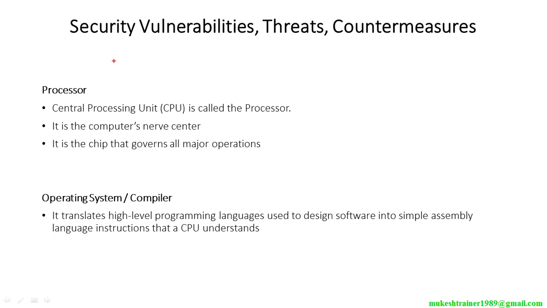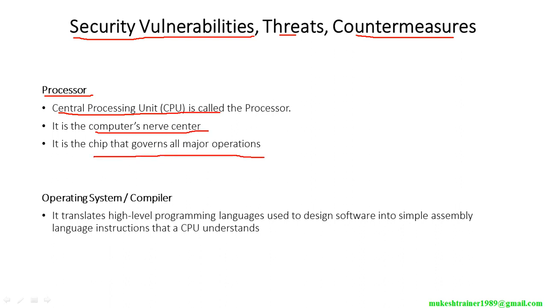In the next session we will be learning about security, vulnerabilities, threats, and countermeasures. So the first thing is the processor, the microprocessor. It is also called the central processing unit, the nerve center or brain of the computer, and it is a small chip inside the motherboard of the computer that does all the major processing-related functions.